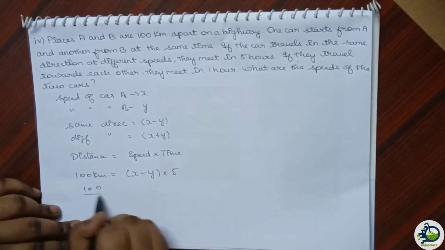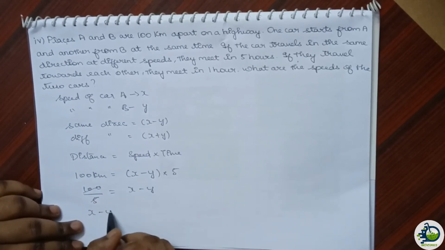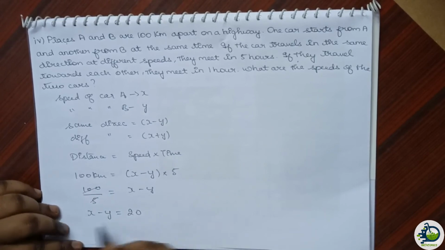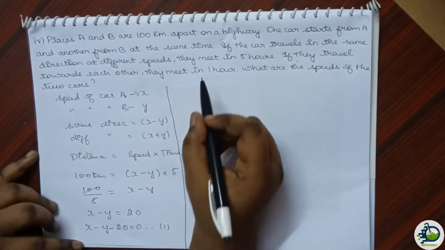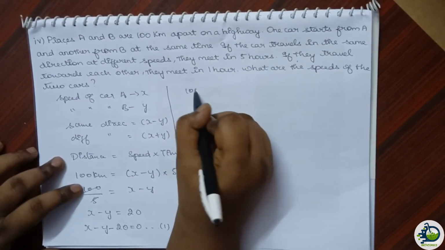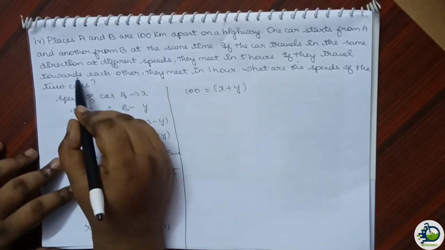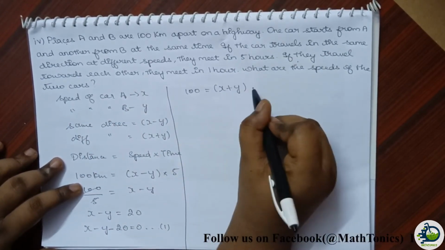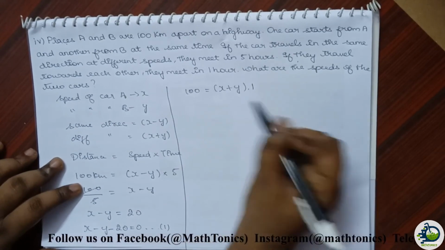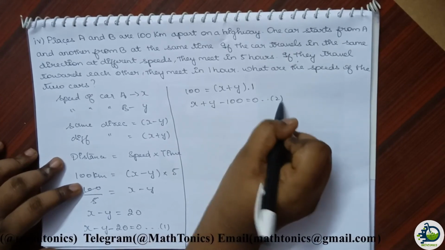So here I can bring this 5 this side. So x minus y, when I cancel, I am getting x minus y is equal to 20. So x minus y minus 20 equal to 0 is my first equation. Next, the distance is 100 kilometers. The speed is x plus y when they are traveling towards each other, that is, in the opposite direction, and they meet in 1 hour, so into 1. So x plus y minus 100 equal to 0 is my second equation.